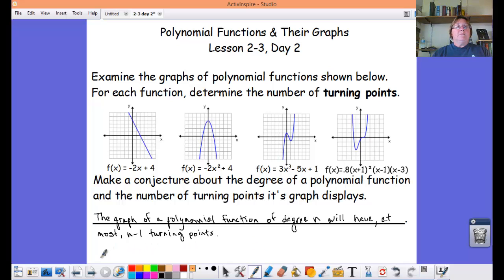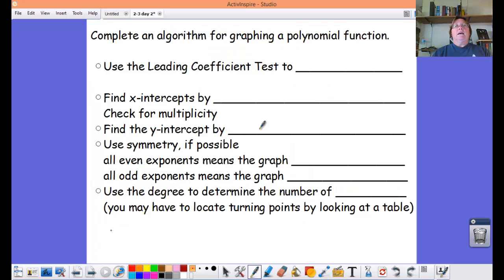Okay? This is going to help us as we're graphing, and that is our goal today, to be able to graph polynomial functions. We have a plan. If you know me at all, you'll know that I like plans, and this is a plan for graphing a polynomial. So it says that we should first use the leading coefficient test, and that's to determine end behavior.